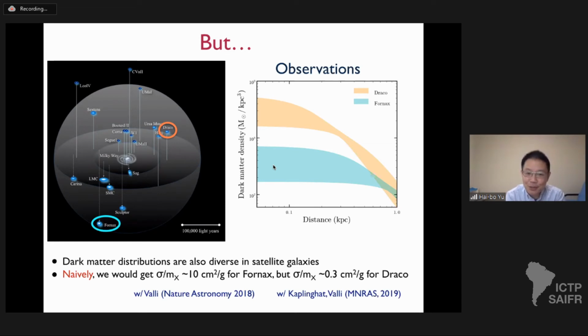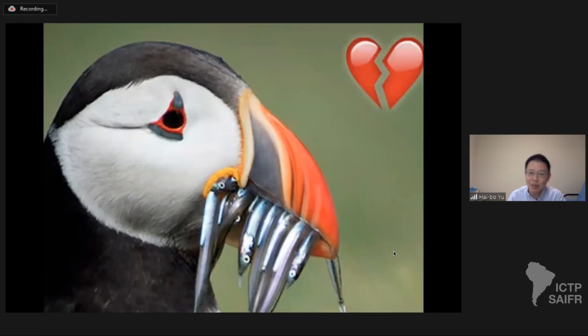So dark matter distributions are also diverse in satellite galaxies, right? And naively, if you take the analysis we did for spiral galaxies, for Fornax you have to have a larger cross section, 10 centimeters squared per gram, but for Draco essentially a small cross section, since Draco is completely consistent with CDM. So then you generate a tension within the SIDM model. And of course, at some point your heart is broken: it works so well for spiral galaxies, so why does it break down for satellite galaxies?